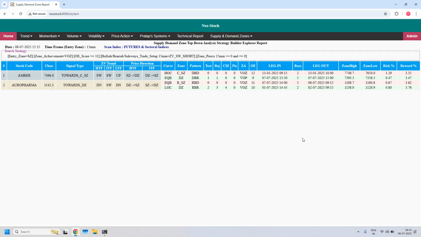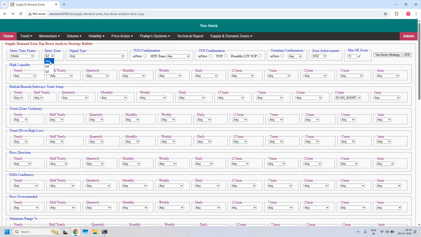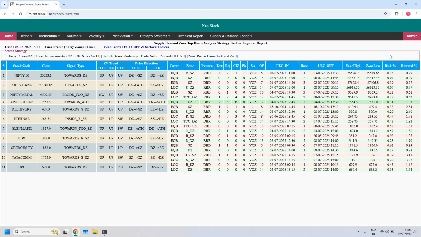Next, bullish trade setup for daily income trade. Entry zones are 15 minutes demand zones. Here bullish, and also minimum odd enhancer score 12. Let's filter. We got 11 stocks. Bullish trade setup for daily income trade, and entry time frame zones are 15 minutes demand zones. So total 11 stocks we got.